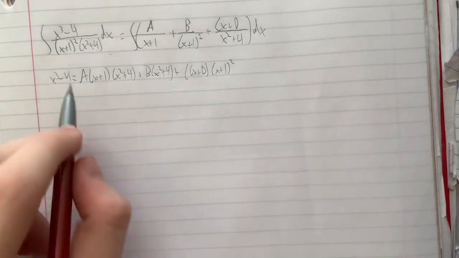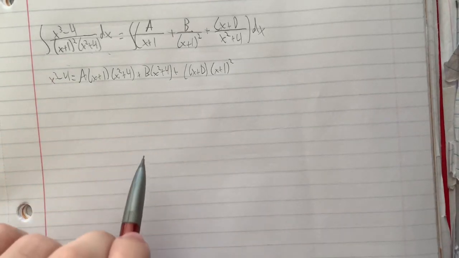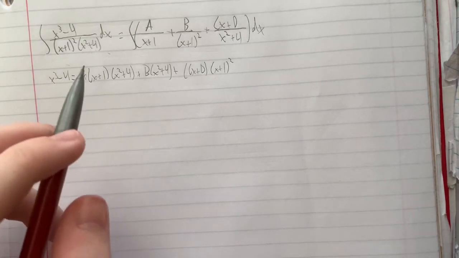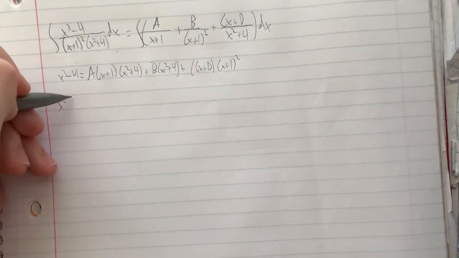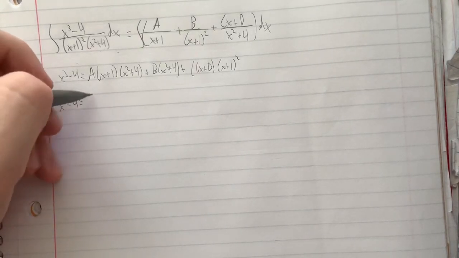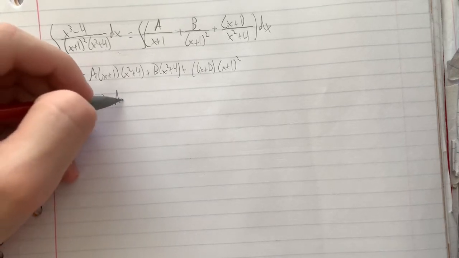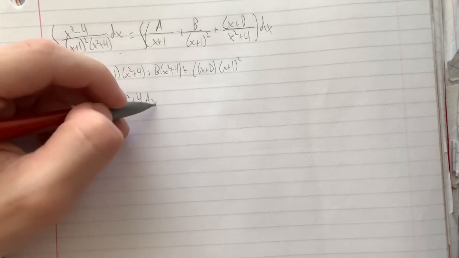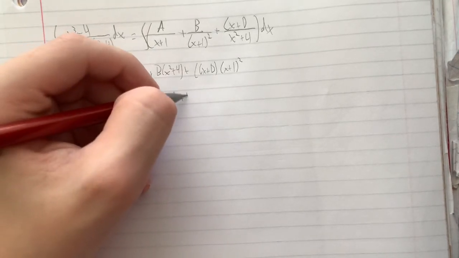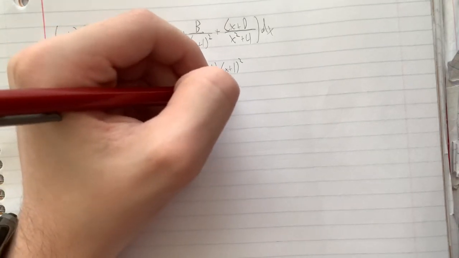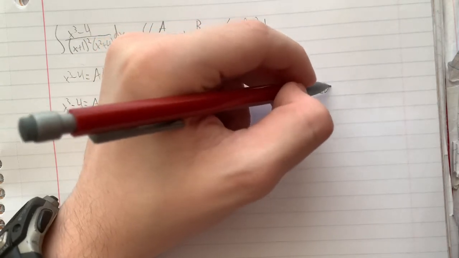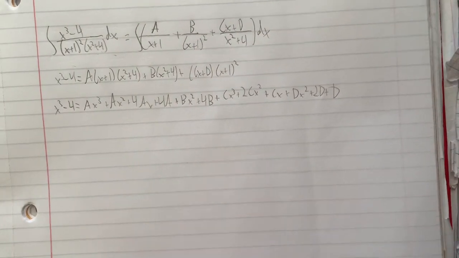work. What we're going to do instead is FOIL all of this out, or FOIL and just multiply, distribute everything out here. So I already did that for you, so I'll just write it down without making you watch me go through the struggles of doing that. We get x cubed minus 4 is equal to ax cubed plus ax squared plus 4ax plus 4a plus bx squared plus 4b plus cx cubed plus 2cx squared plus cx plus dx squared plus 2dx plus d. That is a very long numerator.